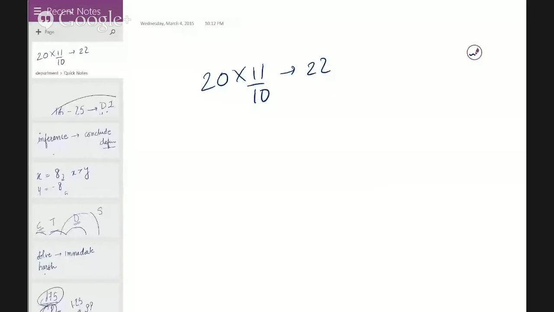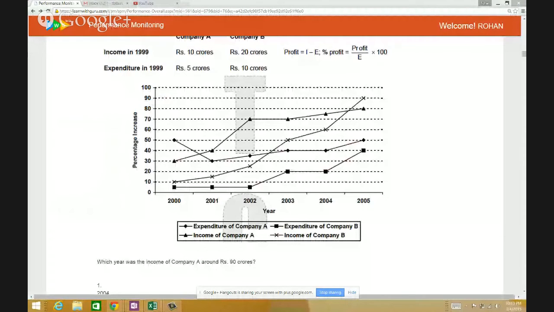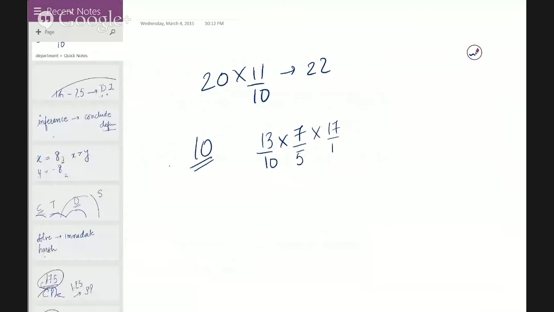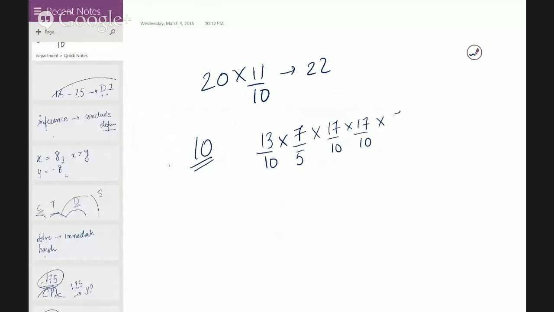Currently the income of the company is 10 crores, a very basic number, so don't even consider that. A 30% rise is basically 13 by 10. A 40% rise is basically 7 by 5. You want to make it 9 folds, from 10 to 90. A 70% rise is basically 17 by 10. Now we'll have to approximate this. Then you have 75%, which is 7 by 4, and 80%, which is 9 by 5.